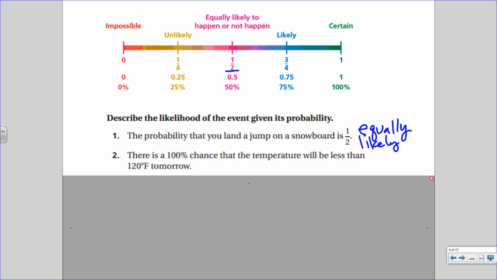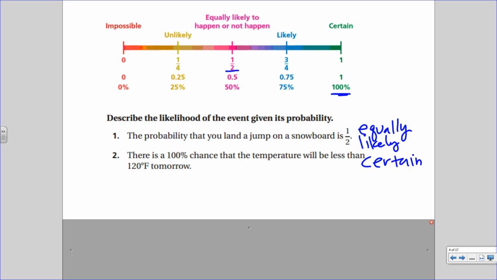Number 2, there's a 100% chance that the temperature will be less than 120 degrees Fahrenheit tomorrow. 100%, that means it is certain. So that's what you would want to have in your notes there. So when it asks for the likelihood of something, you're either going to say impossible, unlikely, equally likely, likely, or certain.